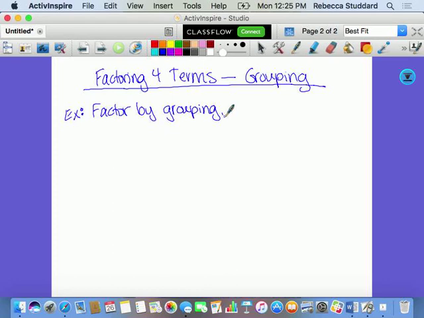You're going to have to decide how to factor. So that's what we're going to practice tomorrow: I just give you a whole bunch of mixed up problems and you have to remember how to factor them. Here's our first one.